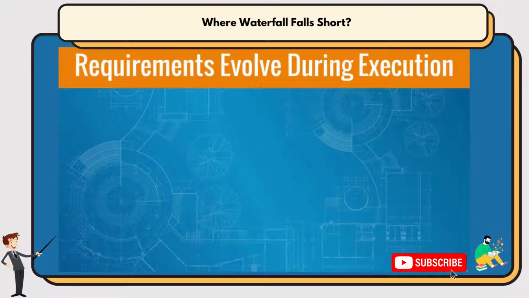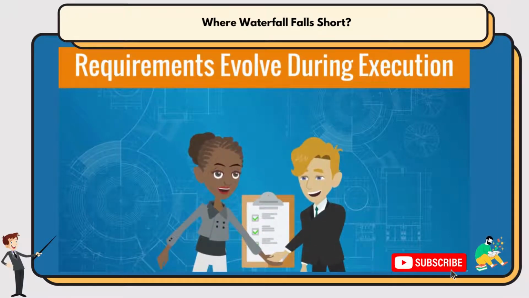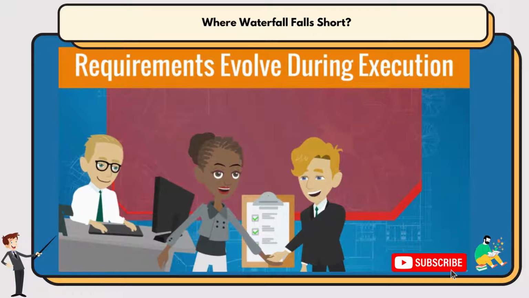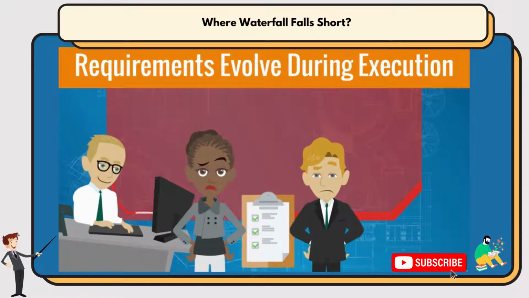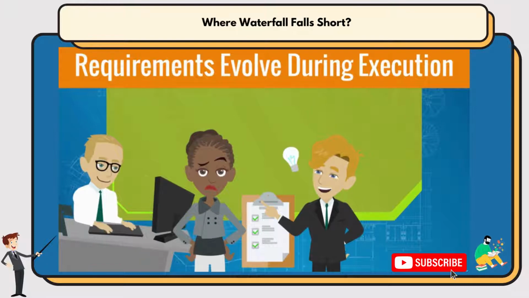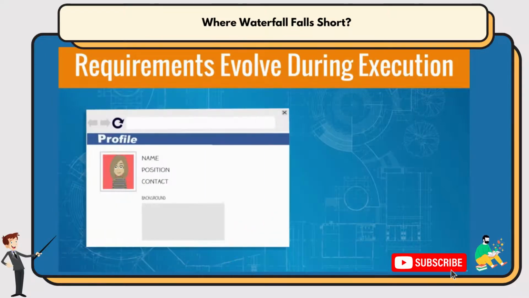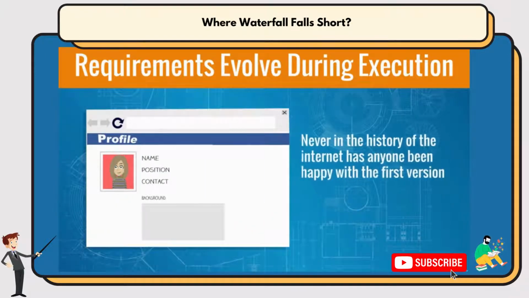2. Requirements evolve during execution. Even if you produce a detailed plan, the client requirements are likely to change during the execution. In software projects, for instance, the future users can rarely imagine well enough what the system will look like and how they will be working with it. Only when the product becomes real and they start experimenting, users can understand it in practice. This is usually a moment when new requirements emerge, and it could happen very late in the execution. Website design is a classic example. Never in the history of the internet has anyone been happy with the first version.